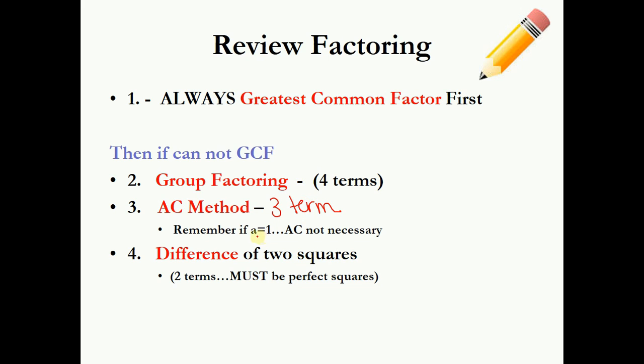If A is 1, AC is not necessary. You can just jump immediately to your 2 parentheses. Definitely, like the one we did today in this video, I could have jumped to the 2 parentheses, but I wanted to show you guys how to do the grouping. And then difference of 2 squares, you must have 2 terms, they must be perfect squares, and they must be a difference, aka you must be subtracting the numbers. Don't forget to check to see if they're subtracting as well.